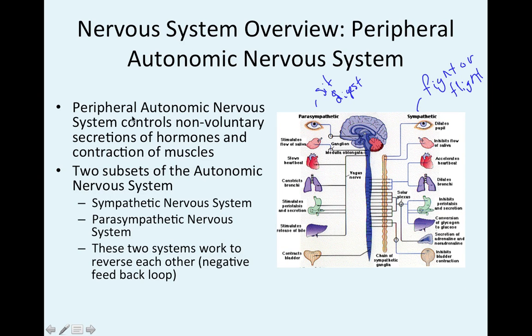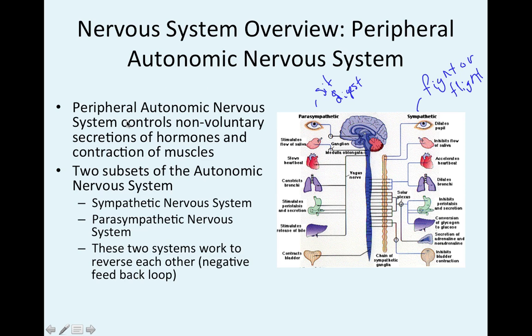Now, on the other end of things, we've got the autonomic nervous system. It controls non-voluntary secretions of hormones and muscle contractions. So this is the part that's automatically done for us. It's things like breathing, your heartbeat, contracting your pupils to the right size, turning on and off your digestion. These are things automatically done.